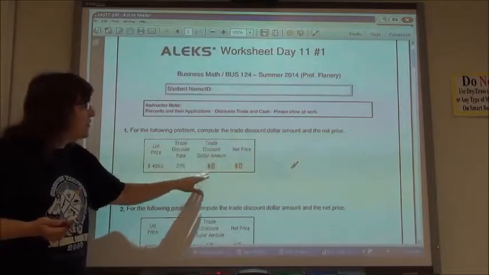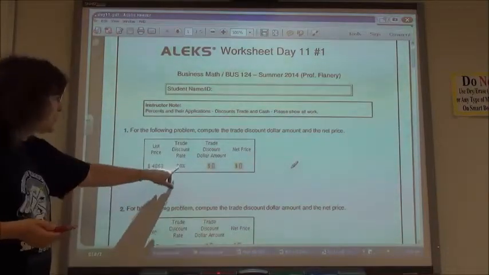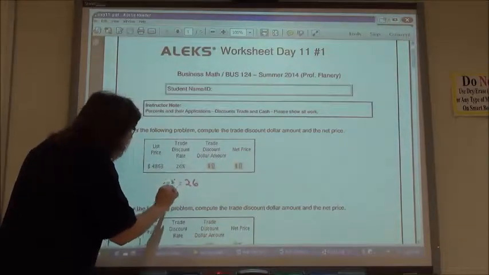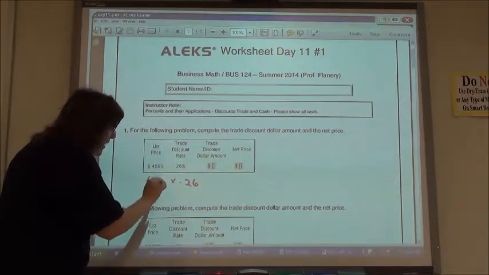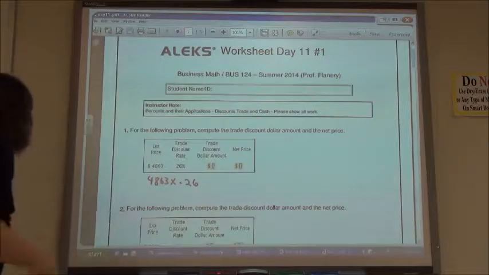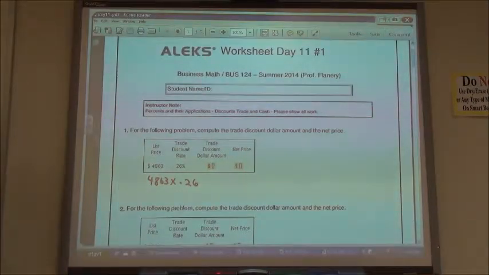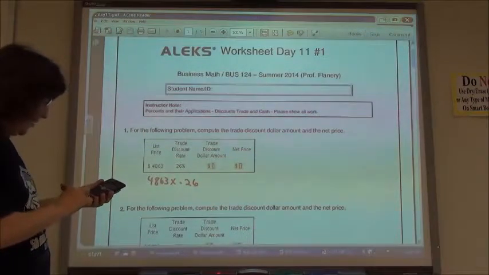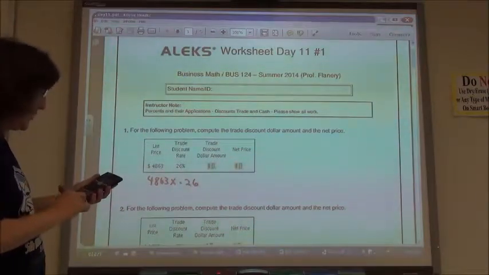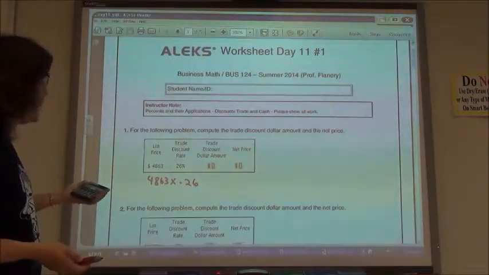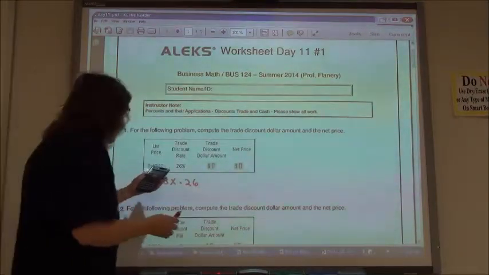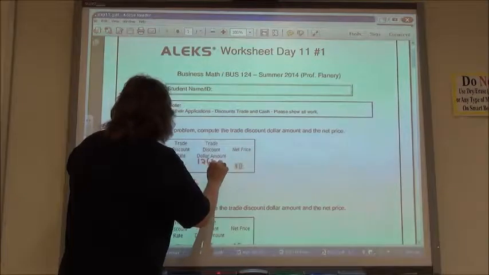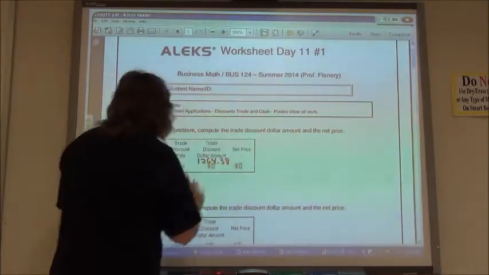So if I'm going to find out the dollar amount of the discount, I'm going to take 26%, which would be 0.26 times the list price, the $48.63. And again, go ahead and use your calculator unless you want to do it paper pencil. But 4,863 times 0.26 means that my trade dollar discount amount is going to be $1,264.38.